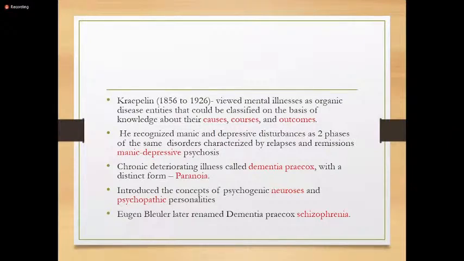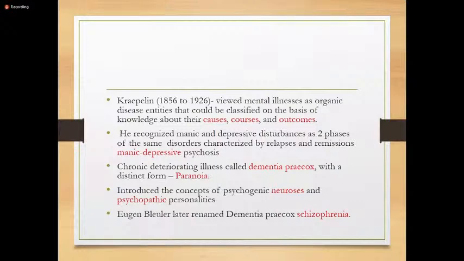Manic depressive psychosis is what we now call bipolar disorder. It has one pole as manic and the other as depressive, and can have in between remissions where the person is completely functional and normal even without treatment. Then he talked about chronic deteriorating illness called dementia praecox. And he said dementia praecox has one distinct form, which was paranoid, characterized by paranoia.